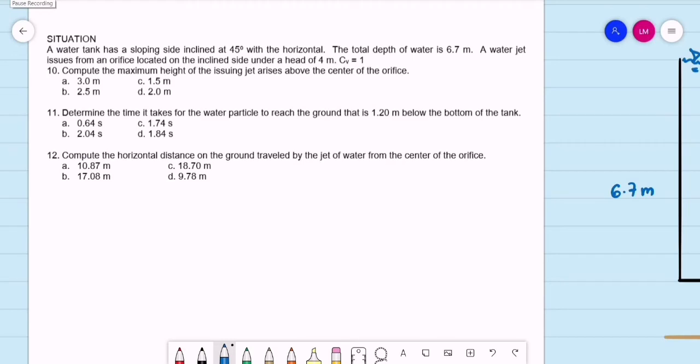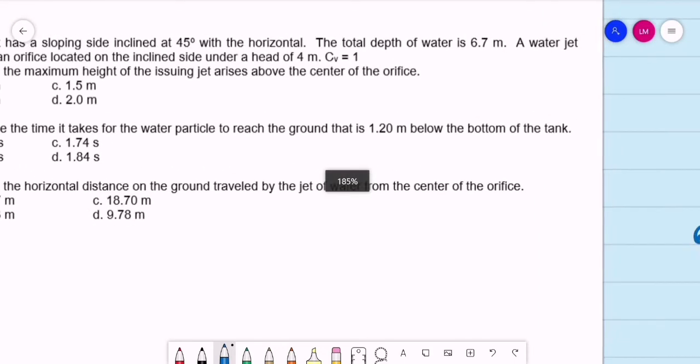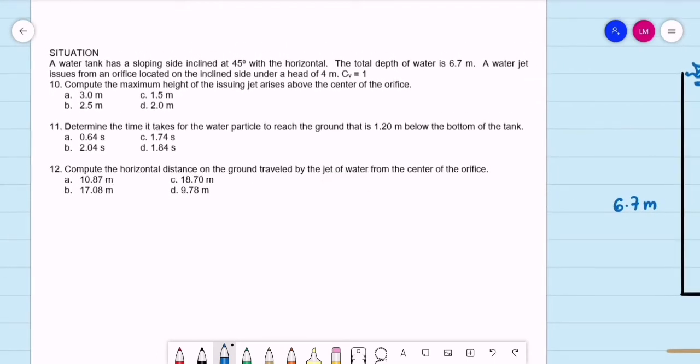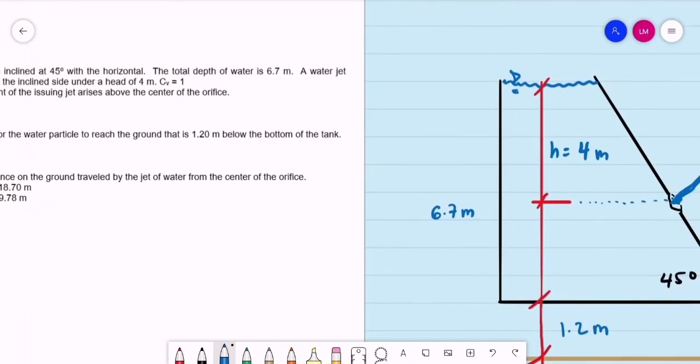Okay, problem number 10 to 12. A water tank has a sloping side inclined at 45 degrees with the horizontal. The total depth of water is 6.7 meters. A water jet issues from an orifice located on the inclined side under a head of 4 meters. Okay, coefficient of velocity equal to 1. Number 10, compute the maximum height of the issuing jet arises above the center of the orifice.